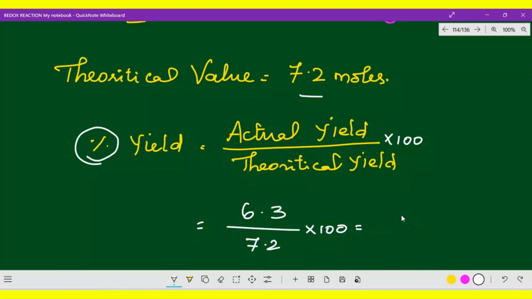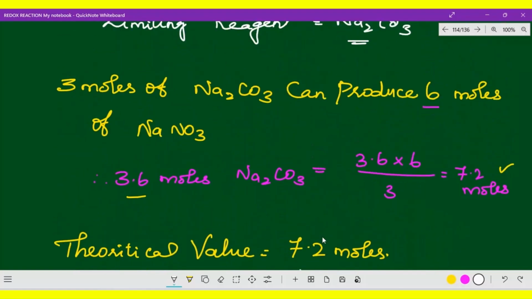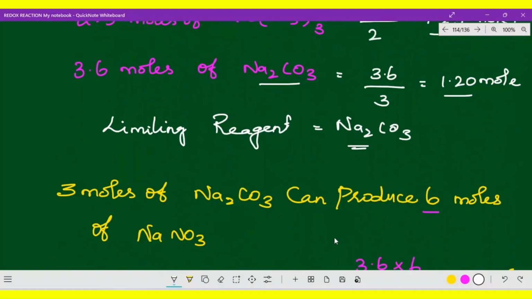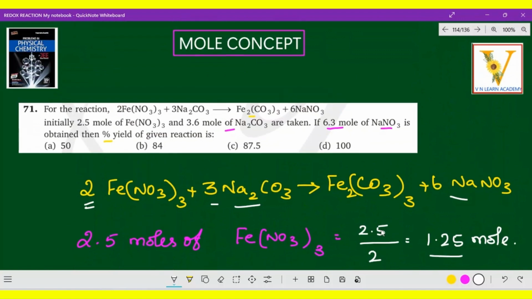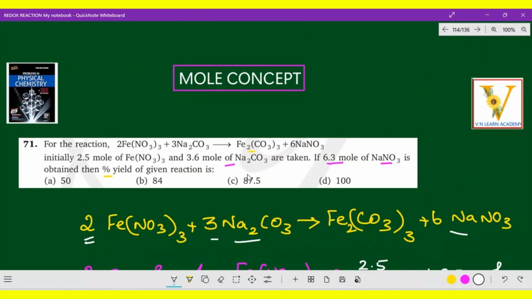So how much will you be getting? When you calculate it, you will be getting 87.5%. I hope you got the clarity. How do we identify? These questions, and the upcoming points, are all based on the limiting reagent. How do we identify it? Right now, which is the correct option?